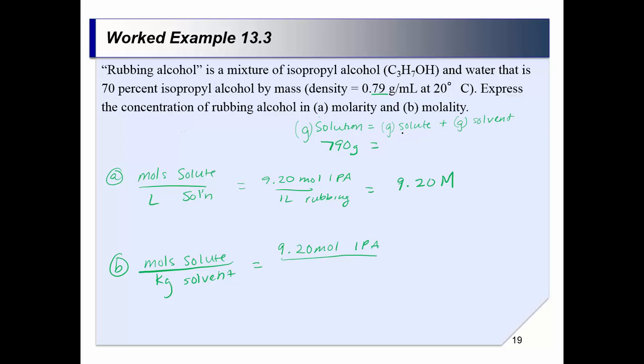I know the mass of my solute because I calculated that; if I take the mole equation back a step, I have 553 grams of my solute. So what I don't know is what's left, and that's the mass of my solvent. Well, that is 237 grams or 0.237 kilograms. So when I use this information in order to calculate molality, I get 39 M molality, 39 molal.